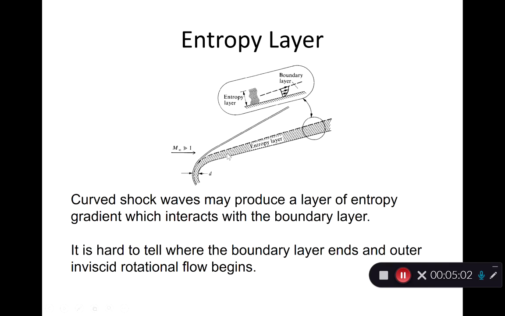Therefore, behind the shock wave, you get changes in the entropy. So as the fluid particles travel from leading edge towards the trailing edge, they carry this entropy information with them. Entropy is transported by the fluid particles. So all over here, you get an entropy layer, which is a non-uniform entropy layer.